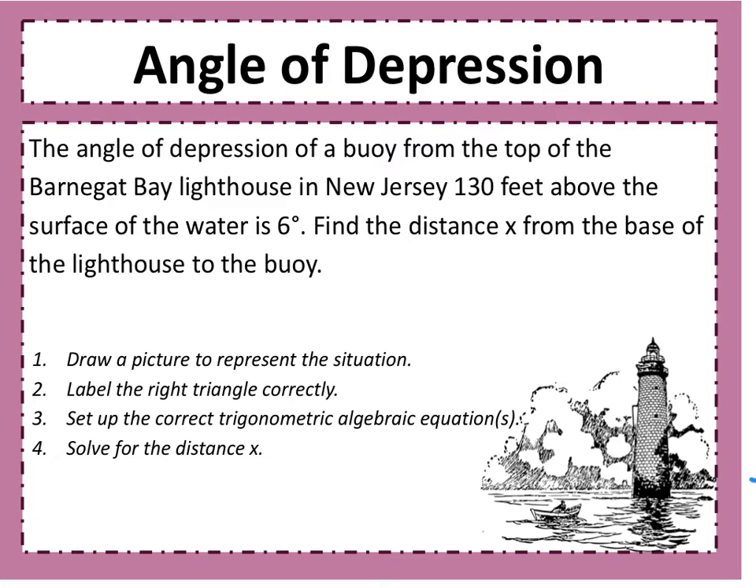Barnegat Bay Lighthouse. So it says the angle of depression of a buoy from the top of the Barnegat Bay Lighthouse in New Jersey, 130 feet above the surface of the water, is 6 degrees. Find the distance from the base of the lighthouse to the buoy. So most importantly, we have to draw the correct picture. It says the angle of depression, so going down, of a buoy from the top of the lighthouse. I know this is a boat guy, but pretend it's a buoy. The angle of depression here is not this angle, but this one.